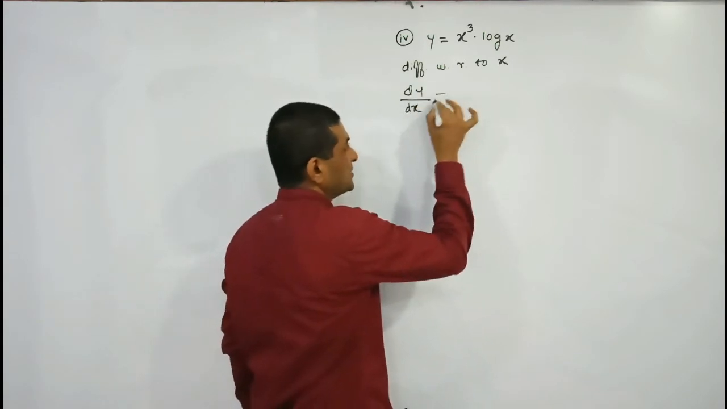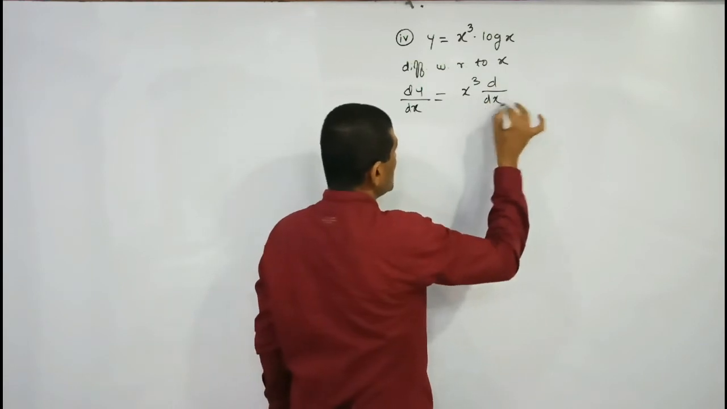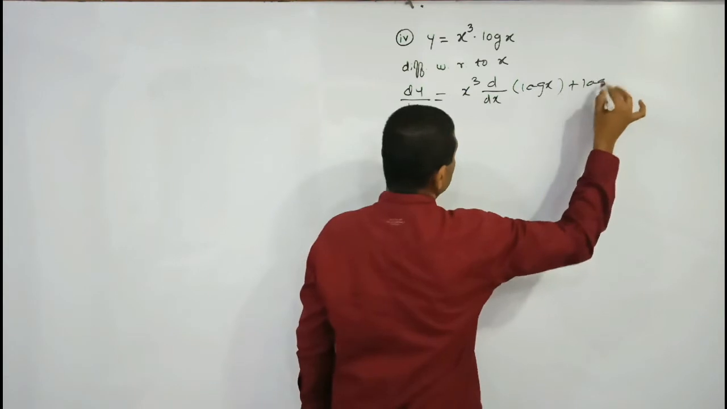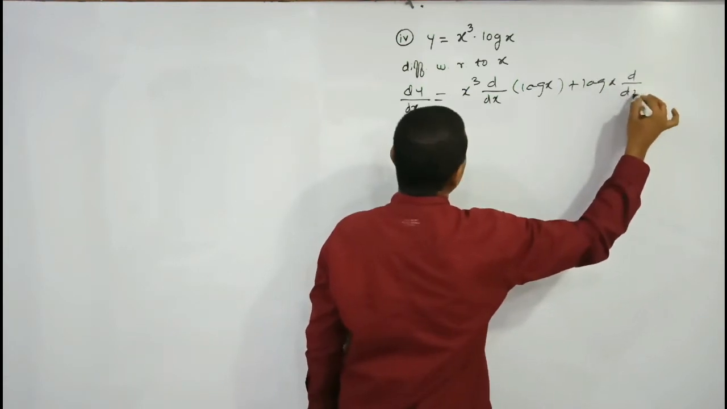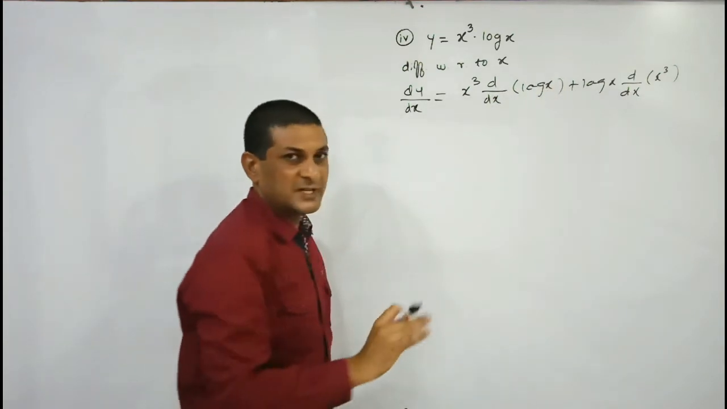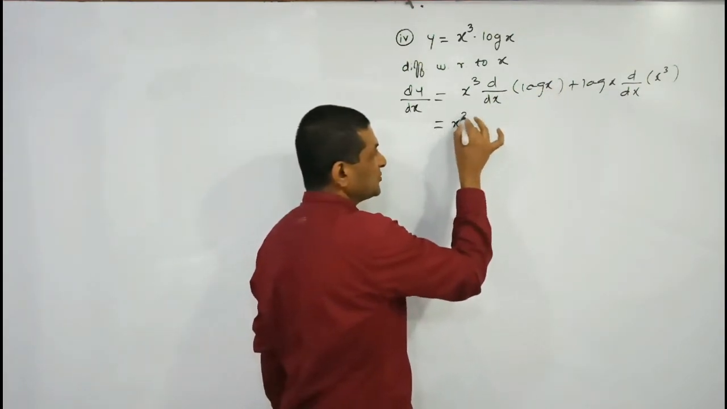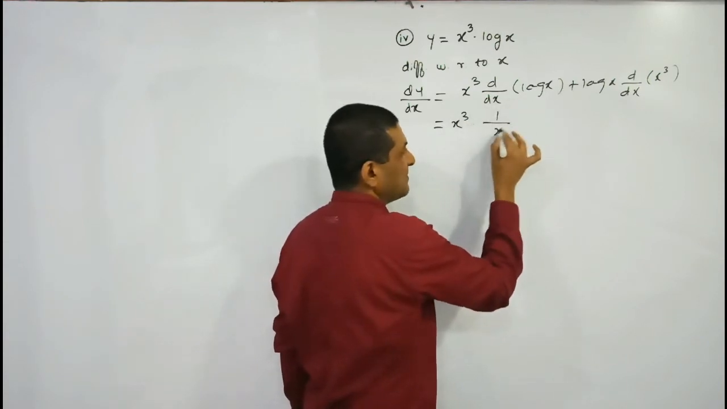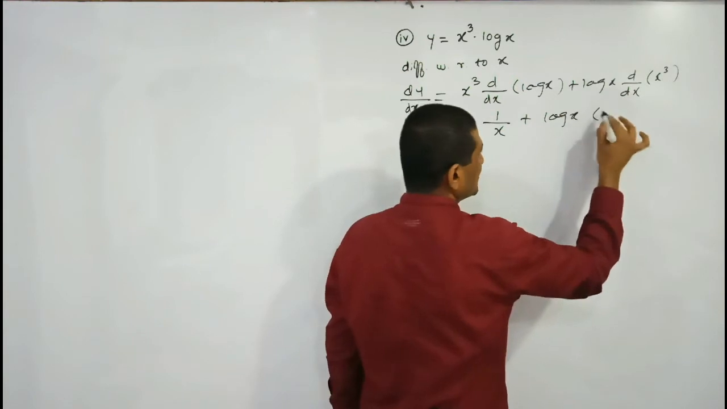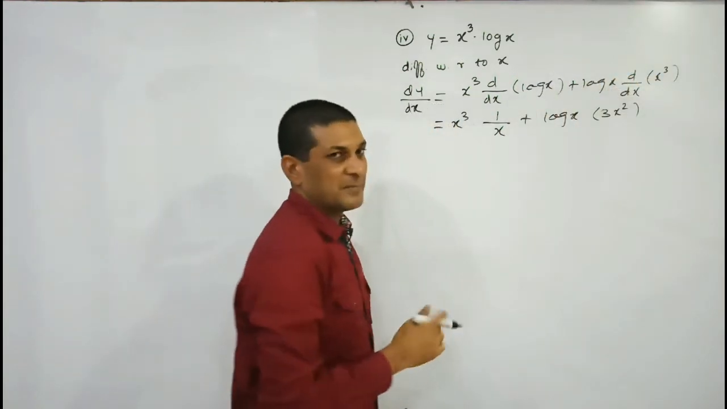So derivative of y is dy by dx. On this side keep the first term as it is into the derivative of the second term, means derivative of log x, plus the second term as it is, log x as it is, into the derivative of the first term, means derivative of what? x cube. Just simply we have substituted the values in the product rule. Now x cube, keep it as it is. We know that the derivative of log x is 1 by x, plus here log x as it is, and the derivative of x cube is what? 3x square. Just simply take the power as a coefficient, decrease the power by 1.